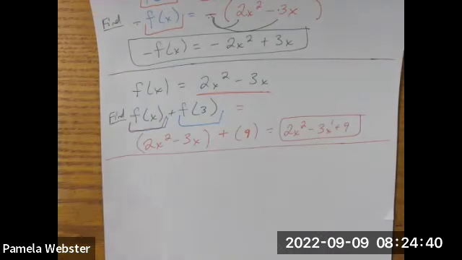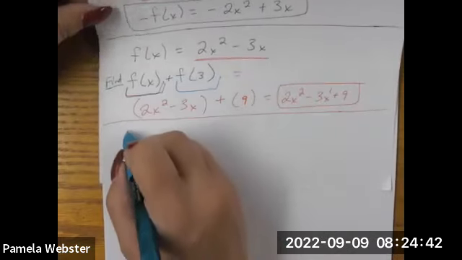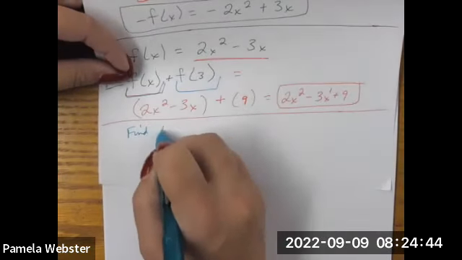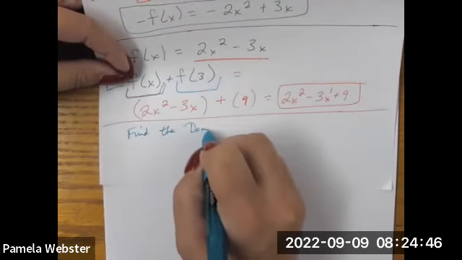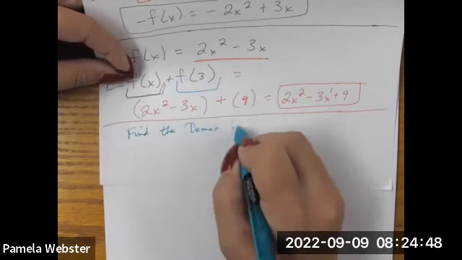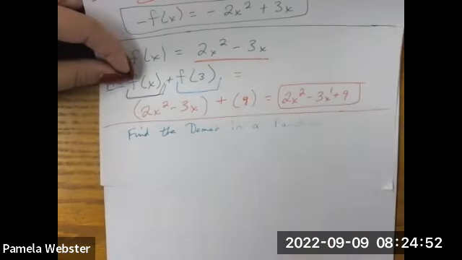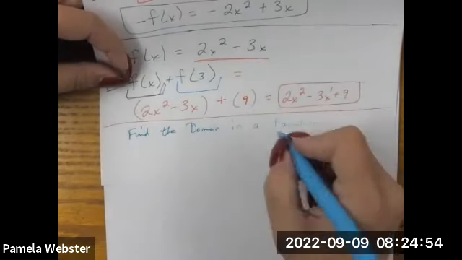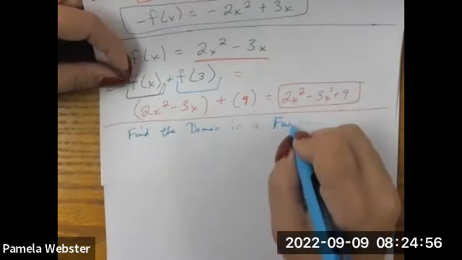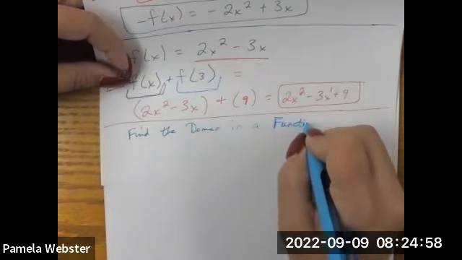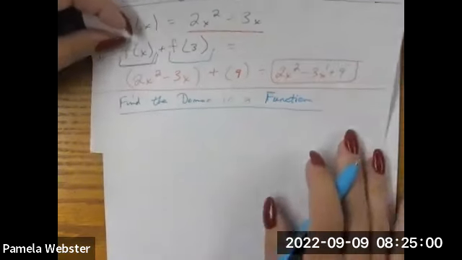But there is a way for me to find the domain in a function using the actual equation, basically. Okay, that's the one that wasn't working. Need to throw that one away. All right, find the domain in a function.